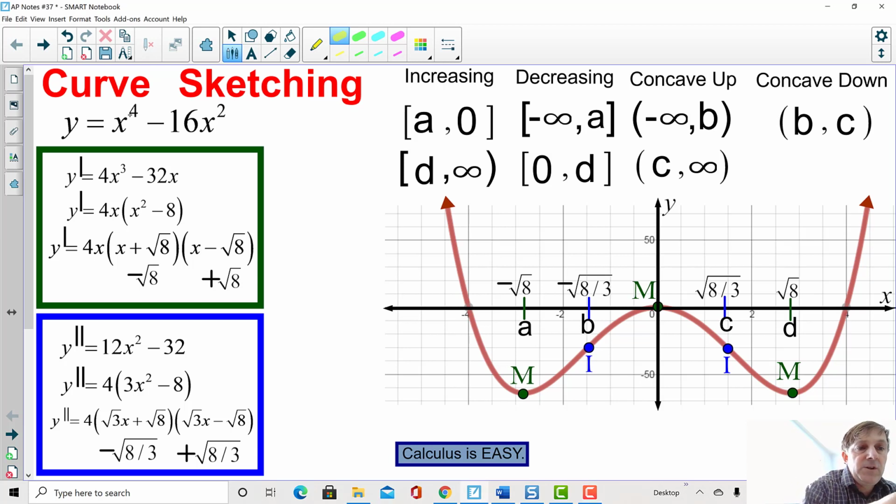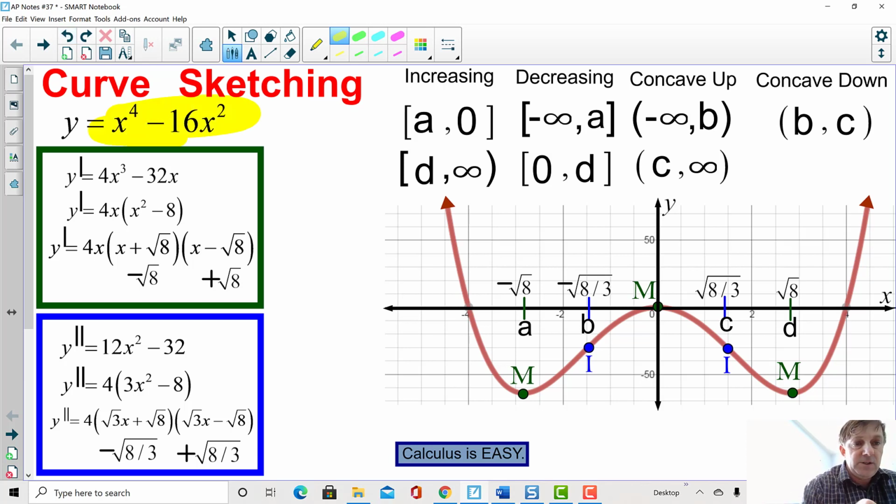Now we're looking at the function x to the fourth minus 16x squared. Now we could just plot some points and get an idea of what the picture is supposed to look like. But if we want to know exactly where all the maximums and minimums are, and exactly what the curvature looks like, we need to do the first derivative, and then we also need to do the second derivative. So let's take a look at that.